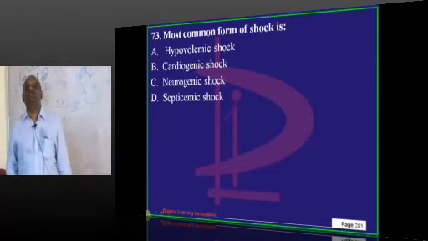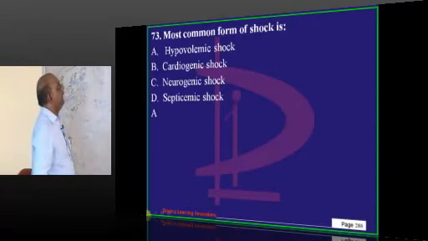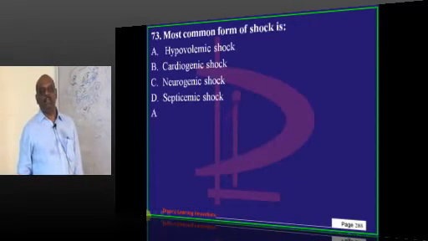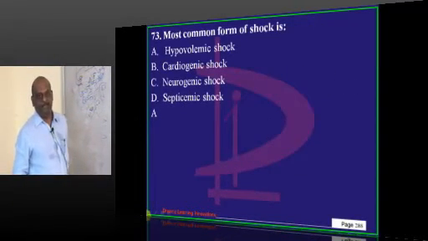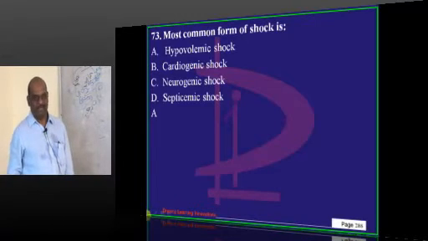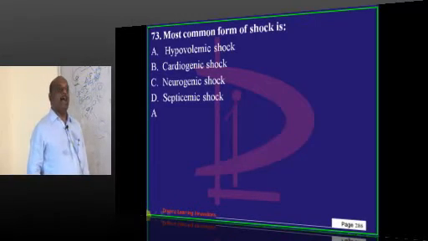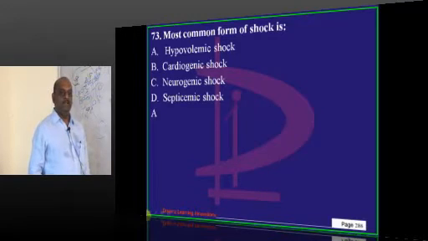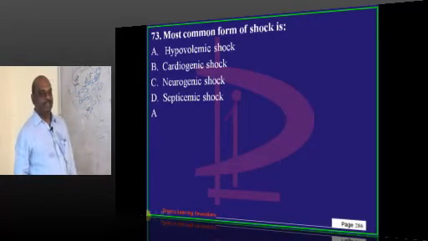What is the most common form of shock? It is hypovolemic that is most common. Always giving fluids is important in hypovolemic shock, not giving inotropic agents. And if it is a cardiogenic shock, what is important to give? Inotropic agents, not the fluid. If the heart fails and you give fluid, it means you are finishing the patient.